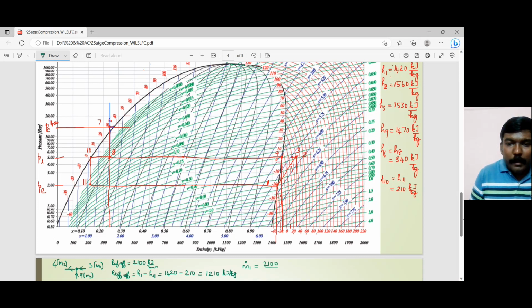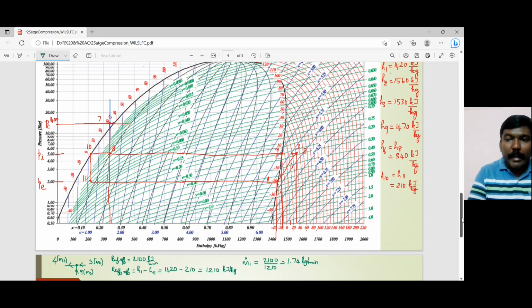So if I want to find out M1, that is nothing but 2100 divided by 1210. How much is that? Let me use my calculator over here. 2100 divided by 1210 is 1.74 kilogram per minute. So that is my M1. Now I have to find out M2 also.